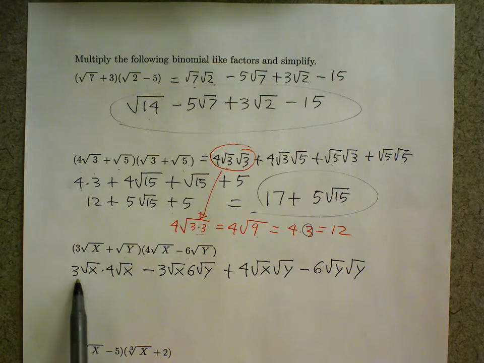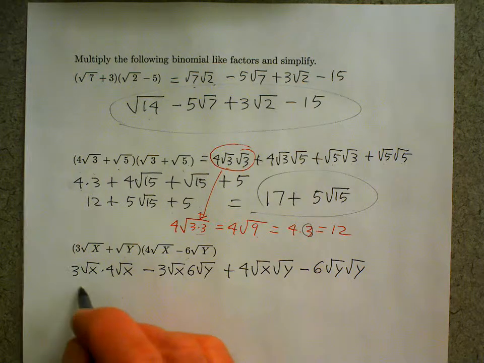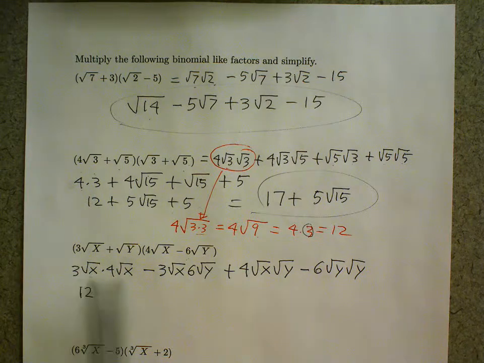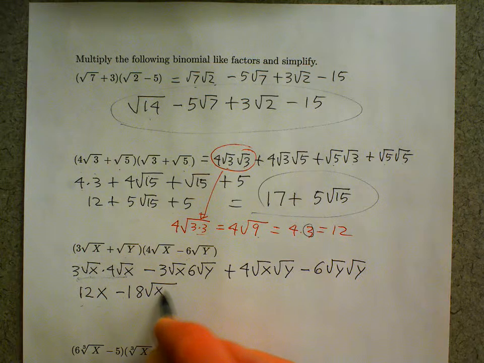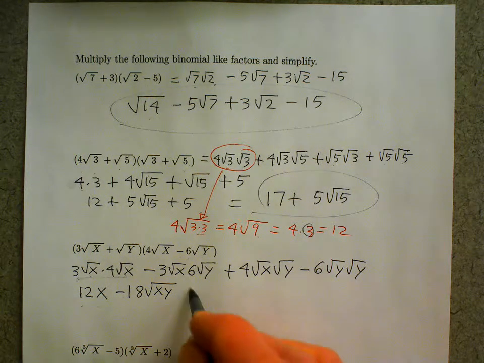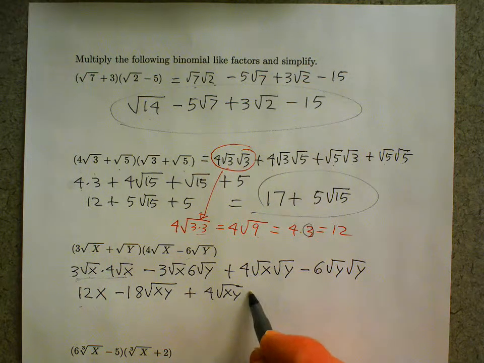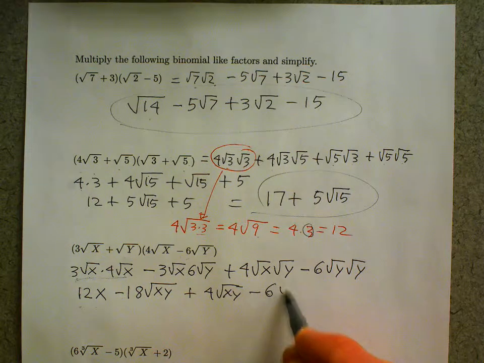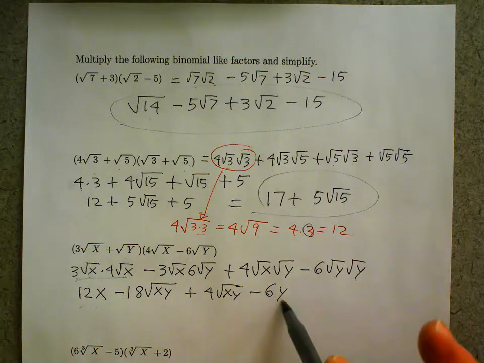So this first product, 3 times the square root of x times 4 times the square root of x. 3 times 4 is 12. And the square root of x times the square root of x is the square root of x squared, which is just x. So this simplifies to 12x. And then the next term, we can write minus 18 times the square root of xy. And then plus 4 times the square root of xy. And then finally minus 6 times y, because the square root of y times the square root of y is the square root of y squared, which is just y.